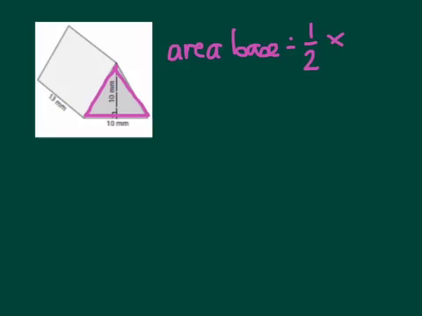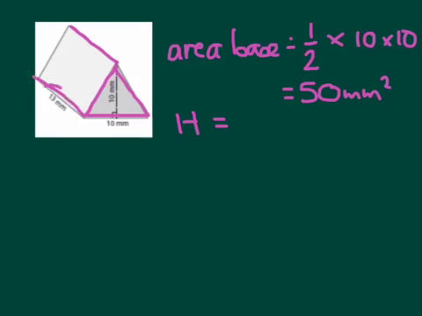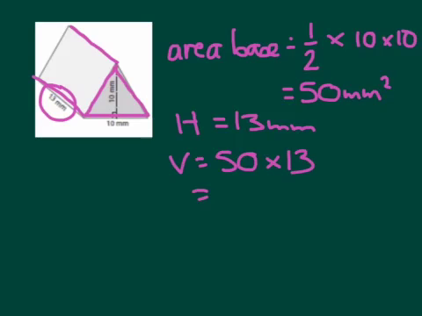Okay, so it's a half times 10 times 10, so 10 times 10 is 100, so that's going to be 50 millimeters squared. My height is the edge that runs away from that base, so there or there, either way, 13 millimeters. And my volume is therefore the area of the base times the height, and 50 times 13 is 650. So we have 650 millimeters cubed. Right, you just need to do some practicing now.